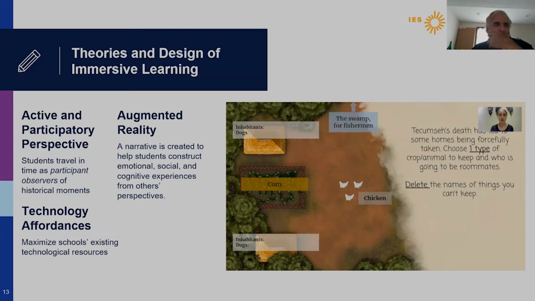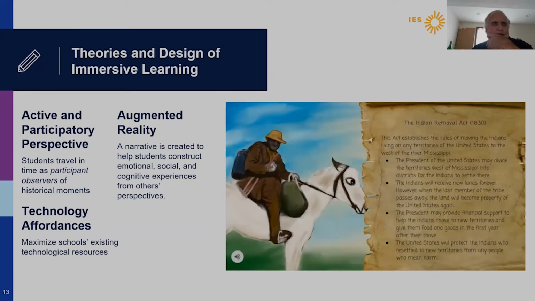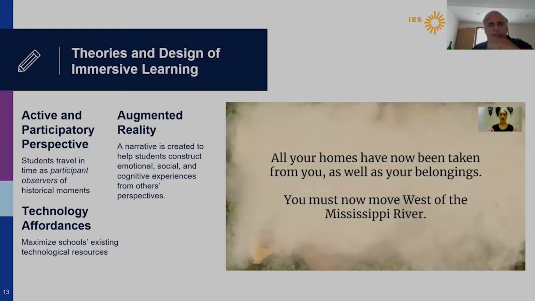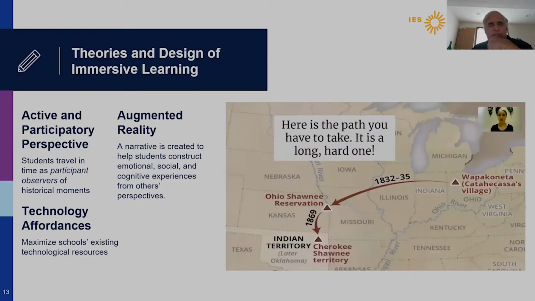But these choices became a new and necessary part of this new reality. So as you can see, students have to get rid of one type of animals and plants that they were cultivating. They had to share housing, and they had to get rid of some of their dogs because they were taken away. Again, they were introduced to the Indian Removal Act and kind of had to go through the whole experience of relocating once their land and their belongings were taken.